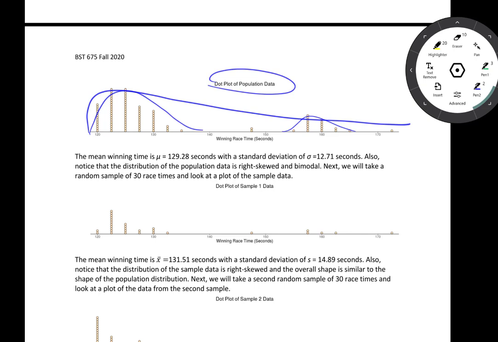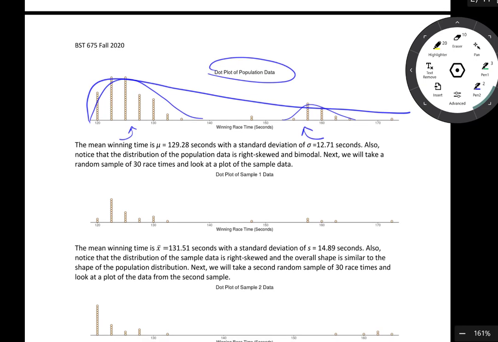If you're interested, if you look at the history of the Kentucky Derby, you'll find that the reason for this is there was a change in the rules. If we were to calculate the population mean, we would find that it is equal to 129.28 seconds. Notice I have used mu to denote this because I'm assuming I have all of the population data. The corresponding standard deviation of the population is 12.71.